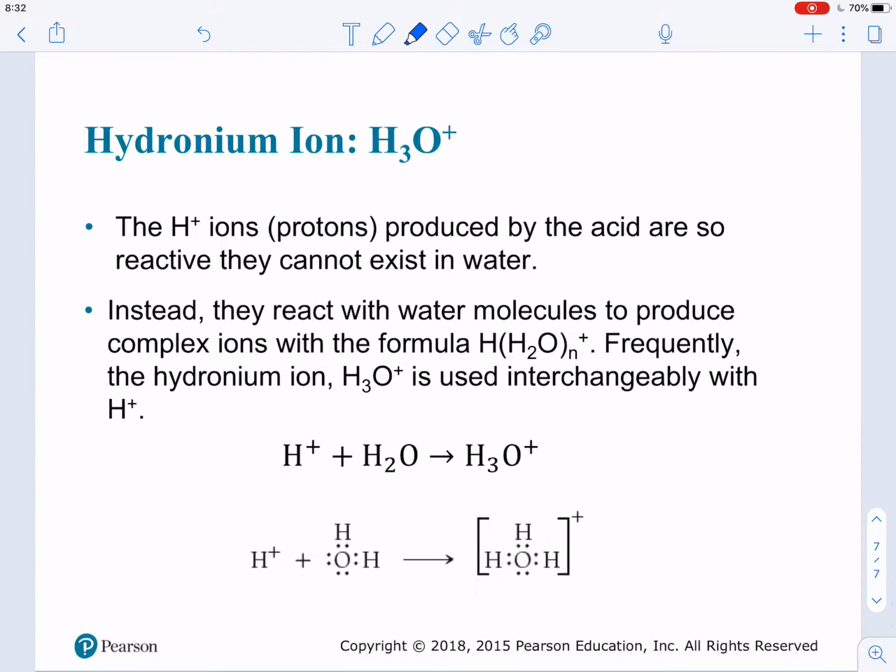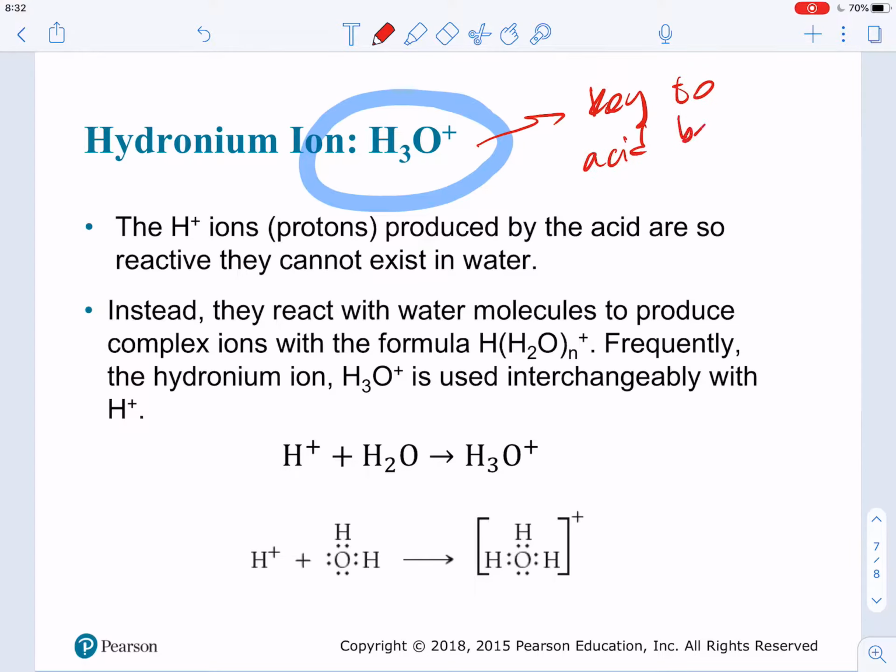So when it comes to acids and bases, and we were saying that normally an acid-base reaction implies the transfer of a hydrogen, then we need to discuss this ion, the hydronium ion, because when it comes to acids and bases, that is the most important ion that we're going to discuss in the entire chapter. Okay, and these are the key to acid-base reactions for the most part.